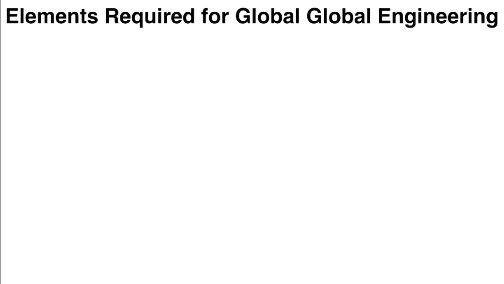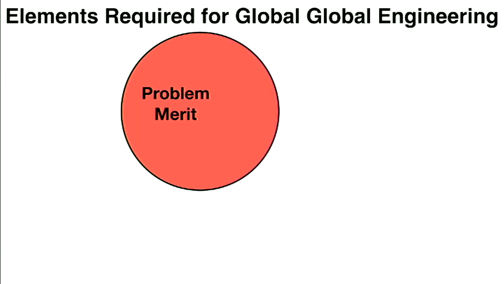So let's talk about some elements required for global engineering. I think when you are embarking on a new project, there's three core areas that are really, really important to reflect on to know that it's worthy to dive into that problem and you have some confidence that you could create a successful solution. So the first is identifying problems with merit.